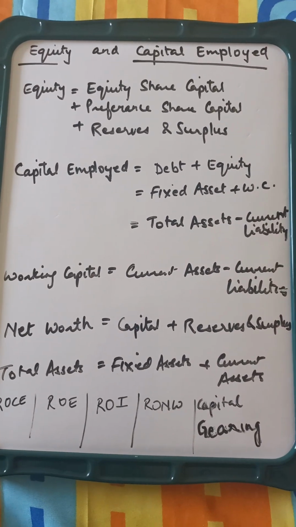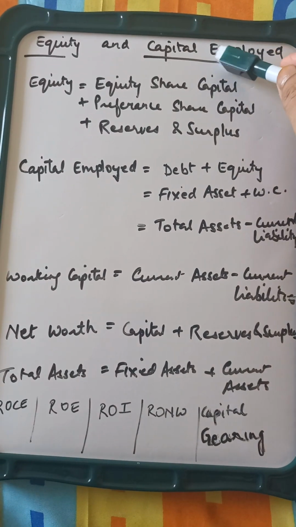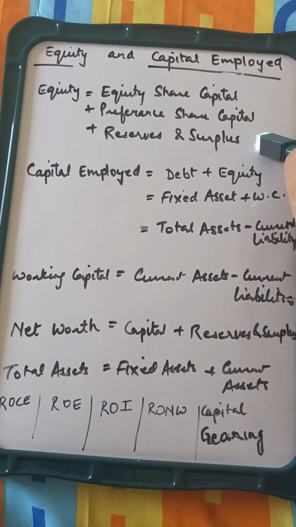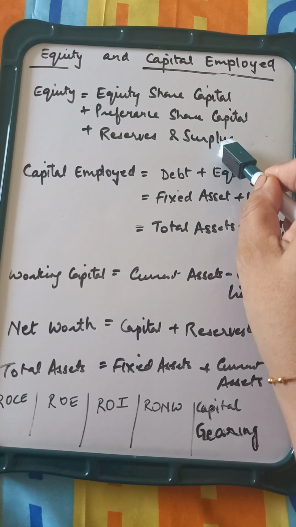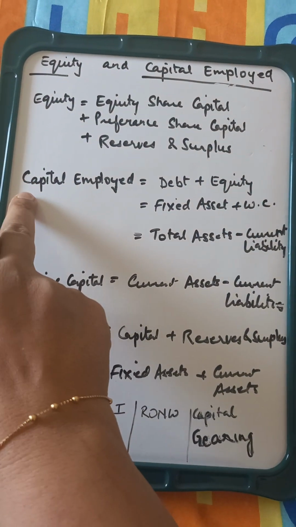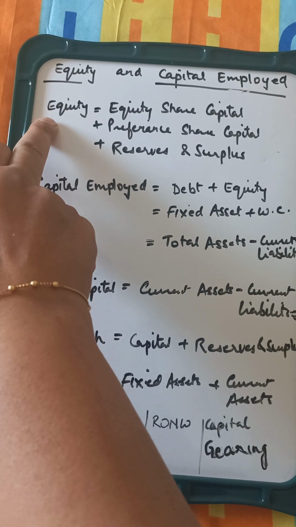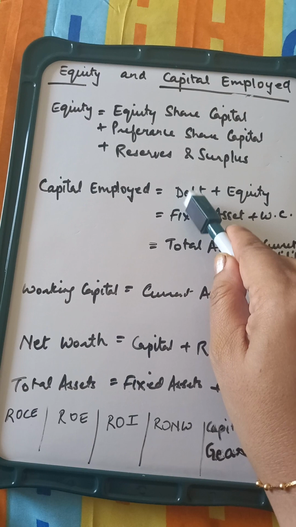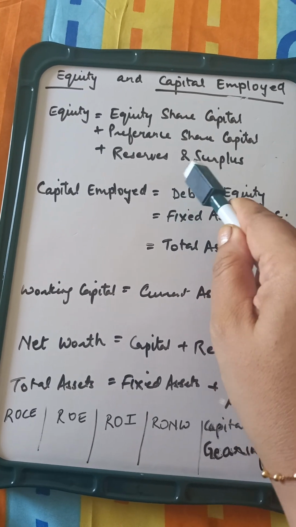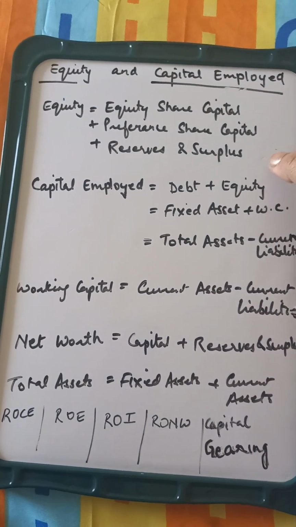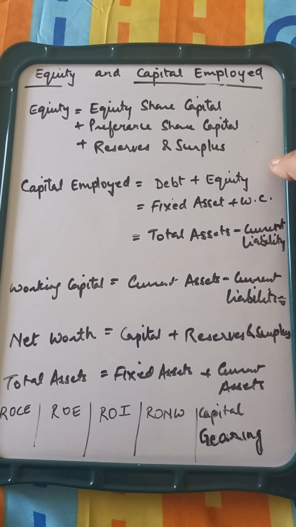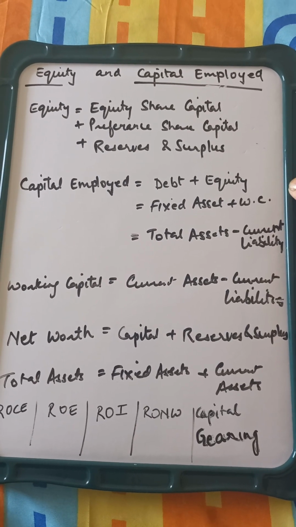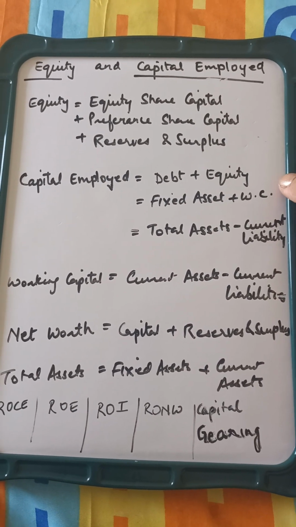Now, equity, if you look at the screen, equity means equity share capital plus preference share capital plus reserves and surplus, which is coming from the P&L. What is capital employed? Capital employed is larger than equity. It's not only the equity share capital, but it also includes the debt component of the company, which is the long-term liabilities. So if you look at capital employed, it includes debt plus equity, which could also be used in other terms as fixed assets plus working capital.